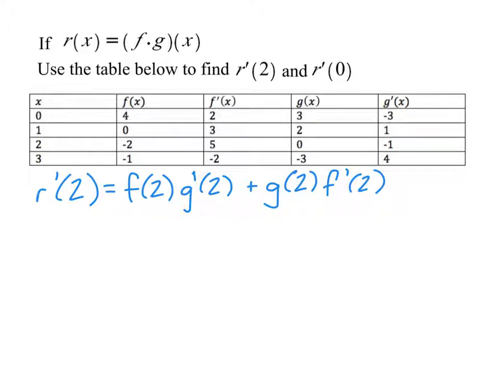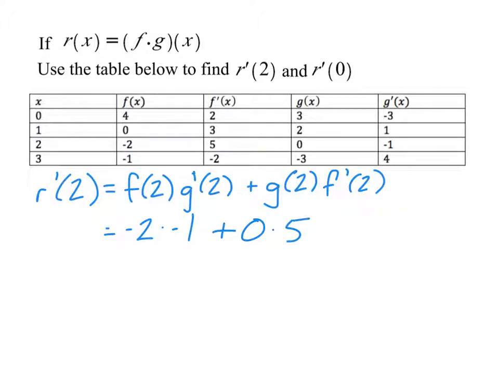And so r prime of 2, so that tells me I'm using the x row where we are at 2. I'm going to find what f of 2 is. So f, go down to the 2 row, so that's going to give me a negative 2 there. And then that's going to be multiplied by g prime of 2. So I go to the g prime column, and I go down to 2, and I see g prime of 2 would be negative 1. Then plus, and we repeat the process for g of 2, which if we look down the column is 0, and f prime of 2, which we can look down and see is 5.